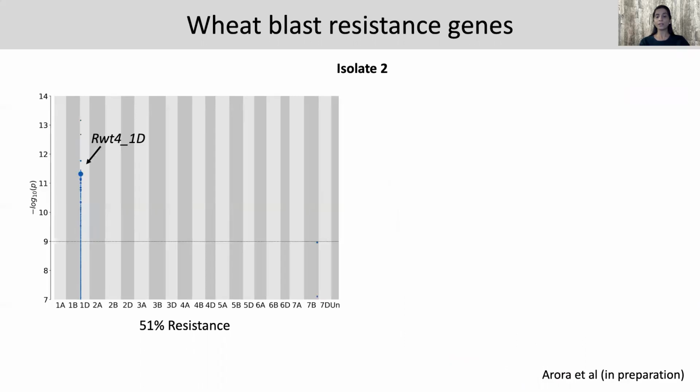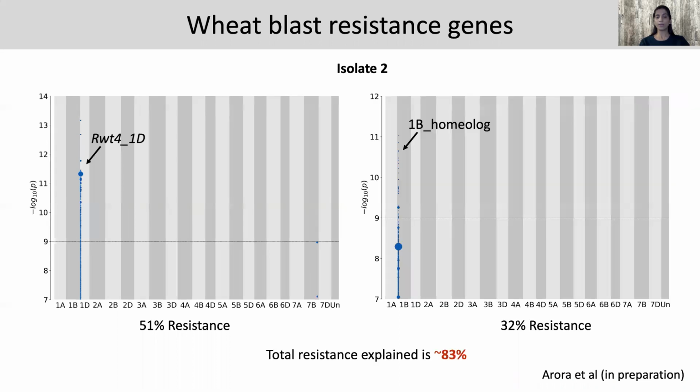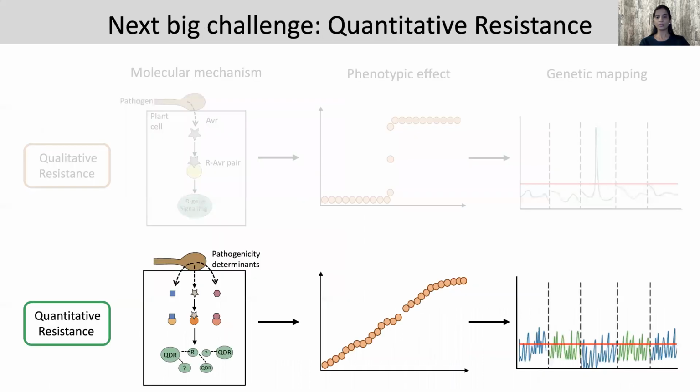With the second isolate of wheat blast, the first peak led to the identification of the RWT4 gene. This is another historic gene involved in the host jump. The B genome homolog of this gene was also involved in providing resistance for this isolate. A total of 83% resistance was explained by both these genes. You will hear the full story about wheat blast from Paul Nicholson in the next presentation.